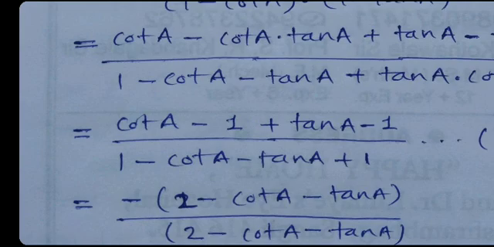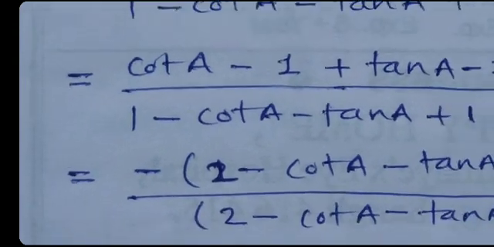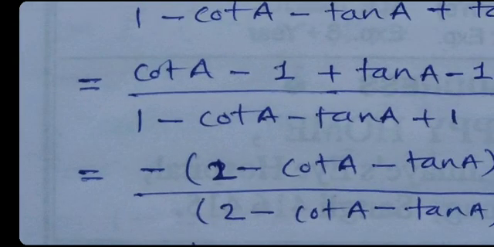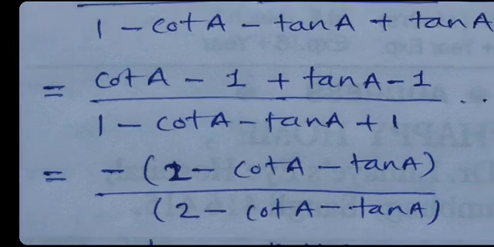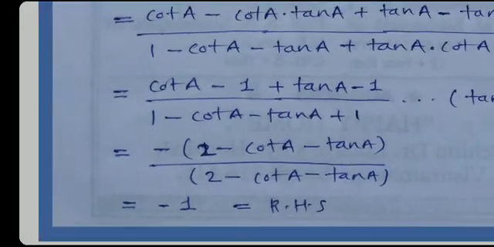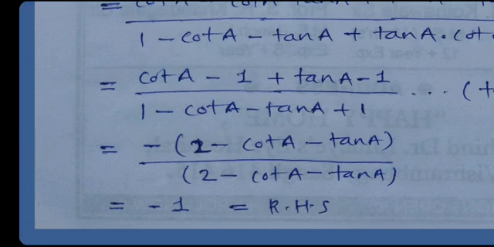Now I have taken the minus sign common, so minus 2 becomes plus 2, cot A becomes minus cot A, tan A becomes minus tan A, and in the denominator we have 1 plus 1, 2, minus cot A minus tan A. So these two terms are equal and get cancelled. So this becomes minus 1 and this is our RHS.